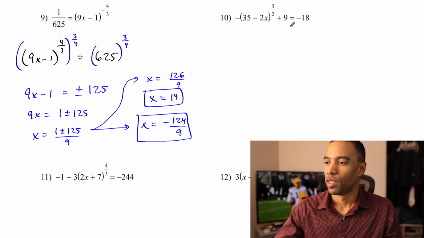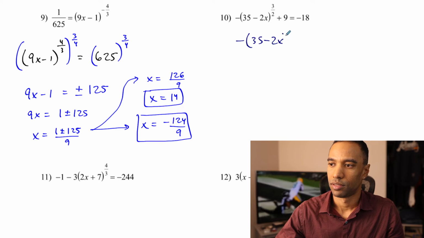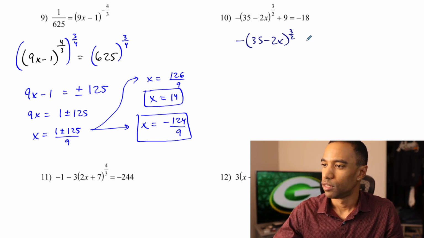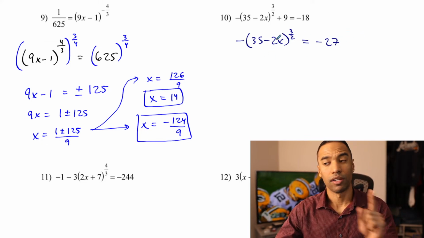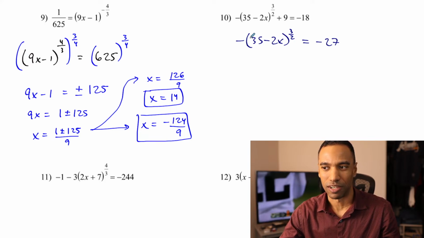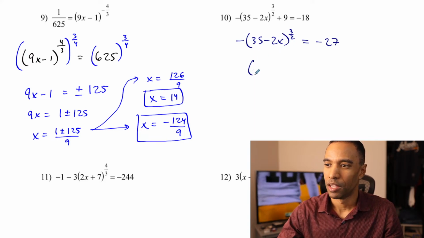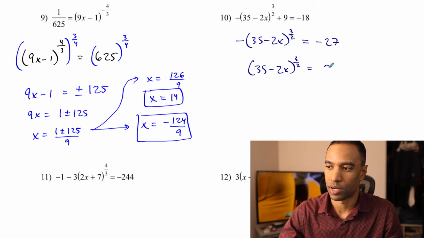Okay, number 10. I'm going to subtract 9 over. Negative 27. And I want to divide both sides by negative 1 right there. There's a difference between a negative exponent and a negative base thing right there, right? Or it's not even a negative base. It's just the negative 1 in front. So that's 35 minus 2x to the 3/2 equals 27.